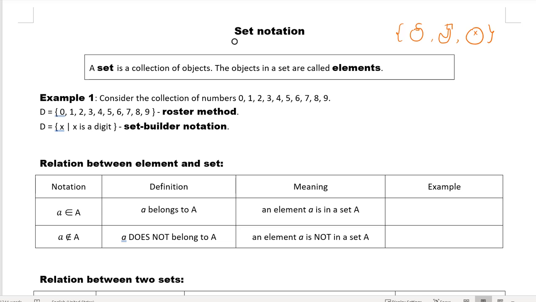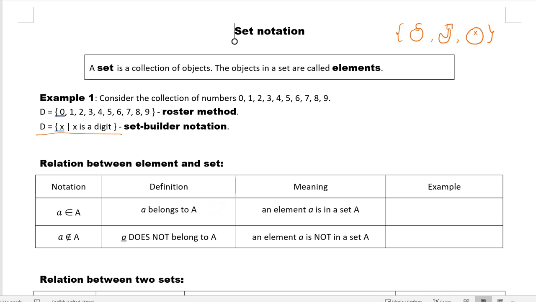Look at example 1. Consider the collection of numbers 0, 1, 2, 3, 4, 5, 6, 7, 8, 9. So D is the set of, here we have the braces, and we put the numbers inside. So this is a set. Here we list all the elements, all the objects in the set. This is called the roster method. The roster method simply lists all the elements in the set.